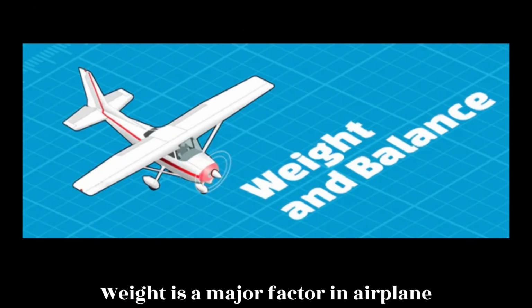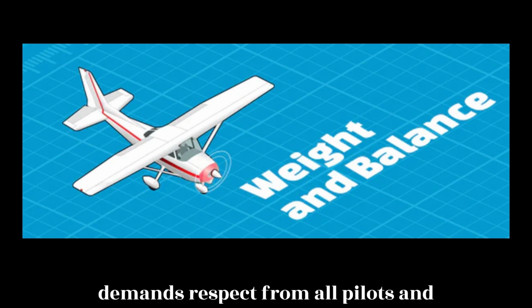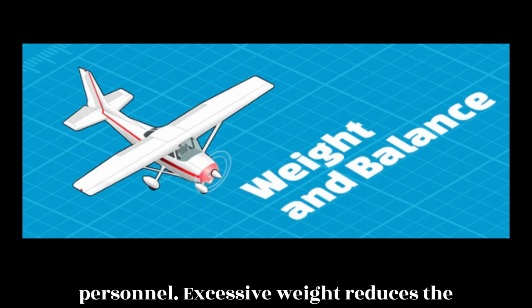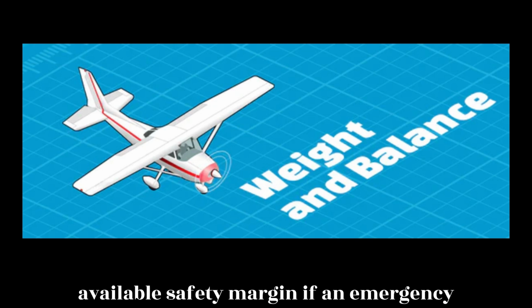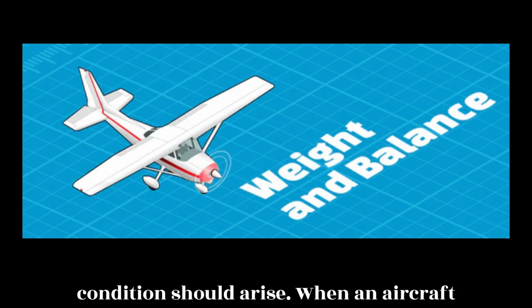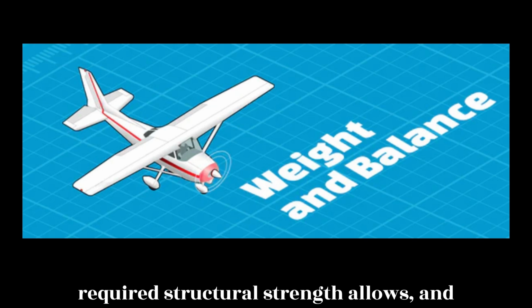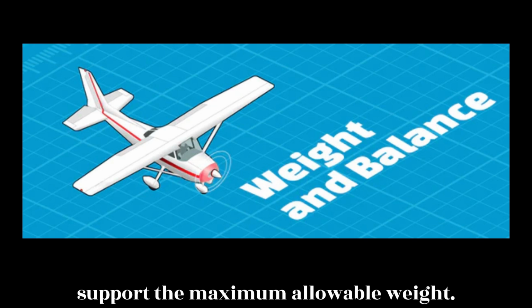Weight is a major factor in airplane construction and operation, and it demands respect from all pilots and particular diligence by all maintenance personnel. Excessive weight reduces the efficiency of an aircraft and the available safety margin if an emergency condition should arise. When an aircraft is designed, it is made as light as the required structural strength allows, and the wings or rotors are designed to support the maximum allowable weight.